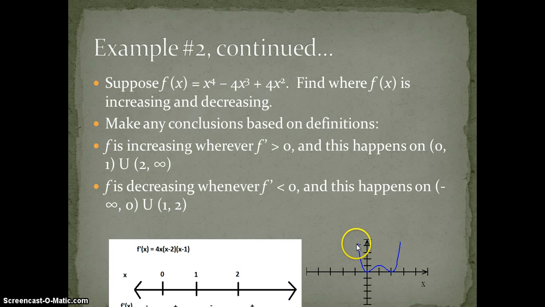Put it all together, we will talk later about how to put a graph together, but basically we're decreasing all the way up to 0, and then from 1 to 2, and then we're increasing from 0 to 1 and from 2 to infinity.